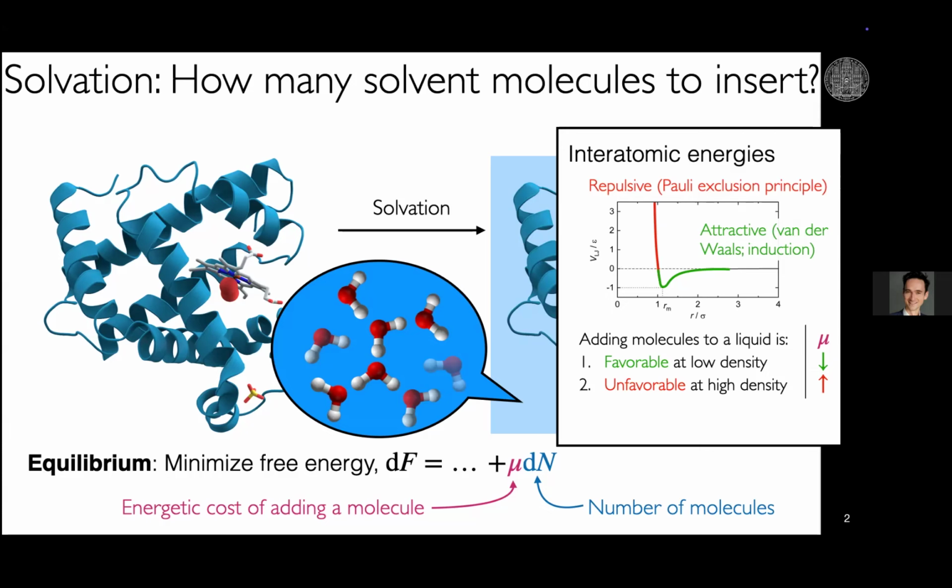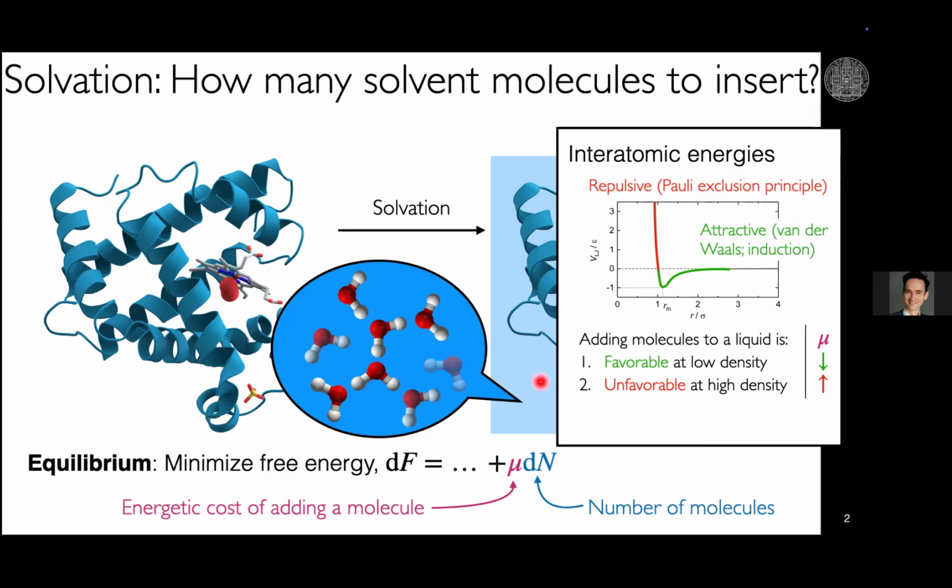This will lead to incentivizing or favoring more molecules to be added together. But at some point, this cannot go on forever, because at some point you have a dense liquid, you pack too many molecules, and there's no more space to put in a new molecule. This is where you start having an unfavorable contribution at a higher density, coming from the Pauli exclusion principle.